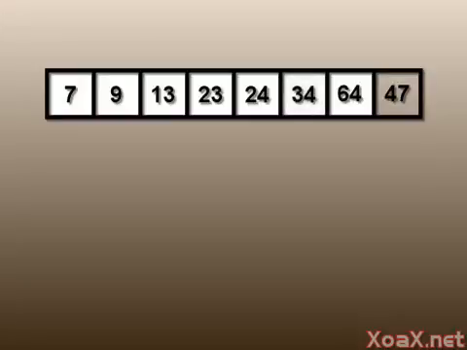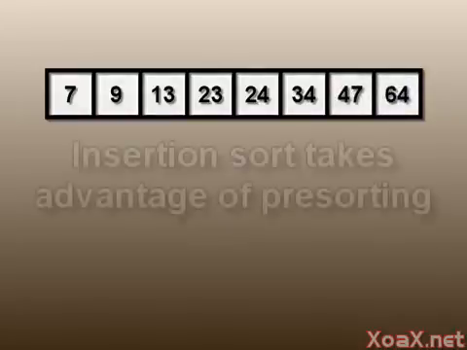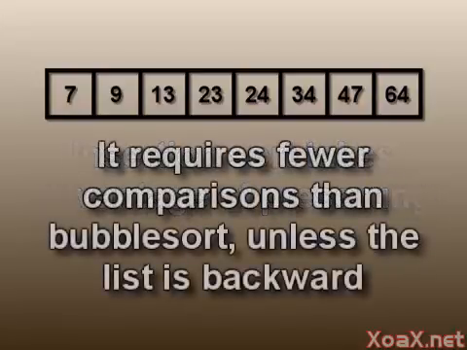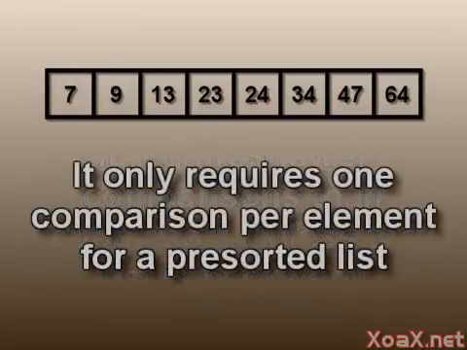Now we have all of the elements sorted except the last one, which is 47. After 2 comparisons and 1 swap, the entire array is sorted. Insertion sort has an advantage over bubble sort in that we only need to make comparisons until we find the location of the element in the sorted list. This means that unless the array is totally backward, we will make fewer comparisons than bubble sort, and if our array is already sorted, we will only make n comparisons.